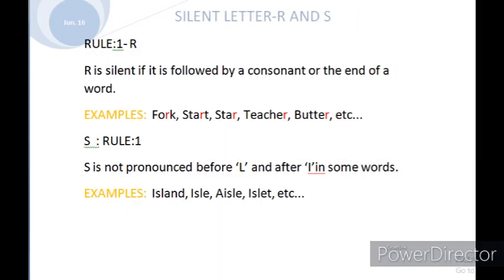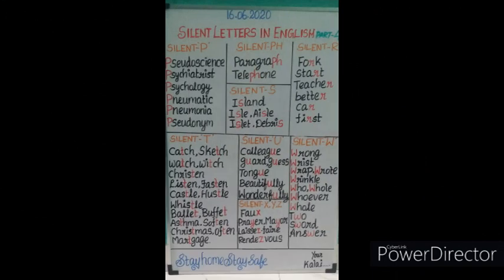Okay, friends, we'll move to the next one, silent S. We may have found this difficult in our childhood also, I think, by reading the word island, isn't it? Yes, in silent S, there are only a few words. First one is, S is not pronounced before L and after I in some words. For example, island, I-S-L-A-N-D by spelling, but we are pronouncing it as island.